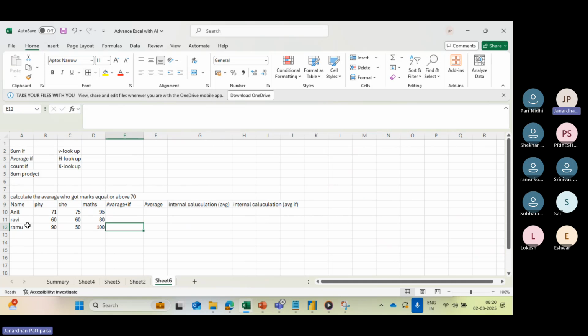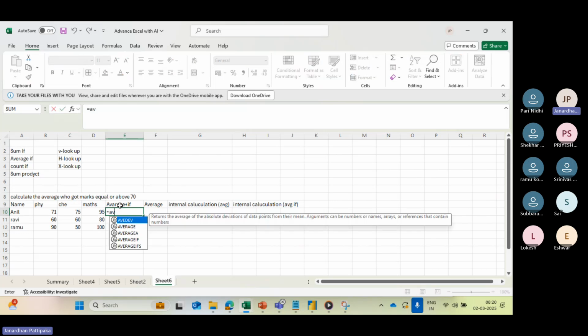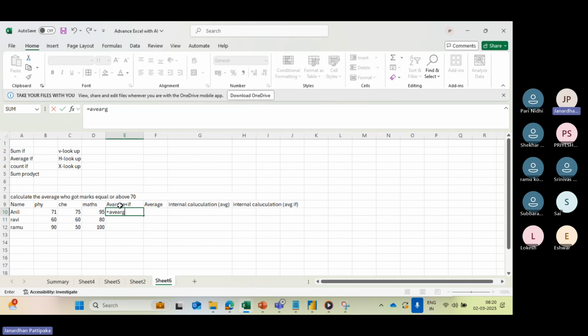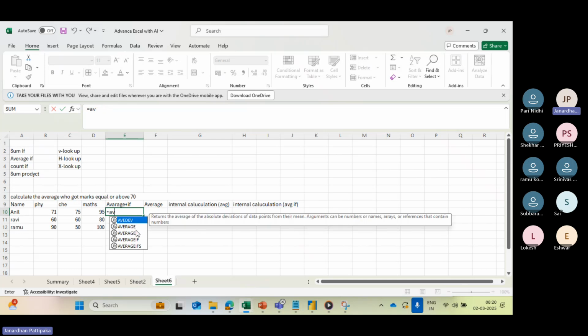So now I will try to calculate the average. What is my requirement? I want to calculate the average of the persons who got marks equal to 70 and above 70. 70 and above 70 only I want to get. I want to calculate the marks of those persons. So in that condition, we will use AVERAGEIF instead of AVERAGE. If I calculate average, how will my formula be? I want to calculate average. No, I'm not taking AVERAGE. Instead of AVERAGE, I'm taking AVERAGEIF.